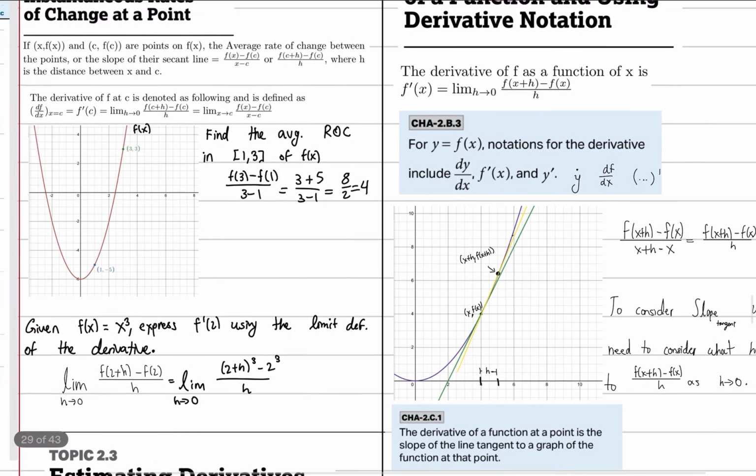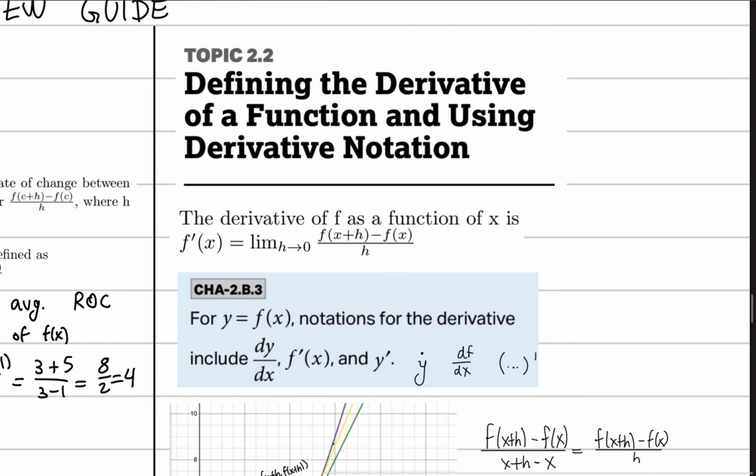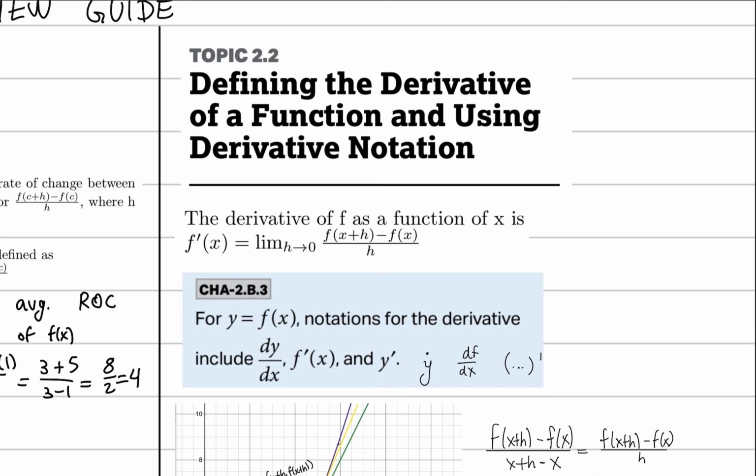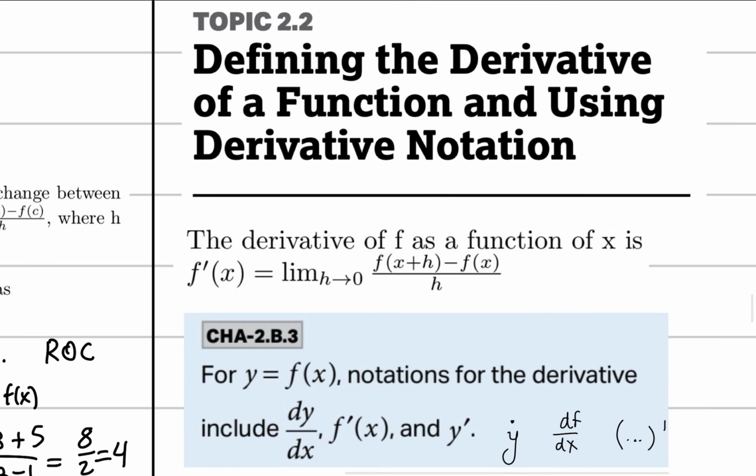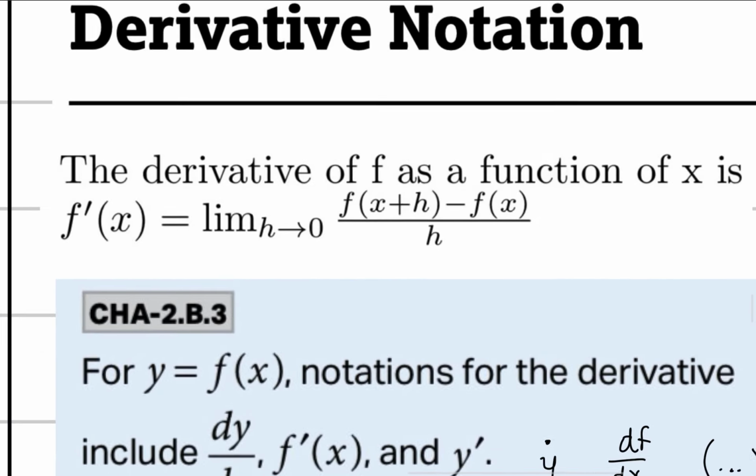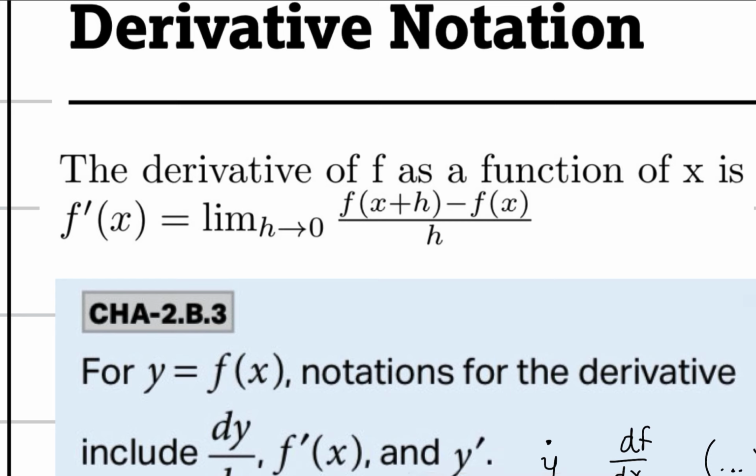And in fact, entering topic 2.2, we can define the derivative as a function itself and use derivative notation. So the derivative of function f, which as a function itself is f prime of x for any input x, is the limit as h approaches 0 of f of x plus h minus f of x over h. It's the exact same thing, except instead of c, we're just replacing it with x, and x is our input.